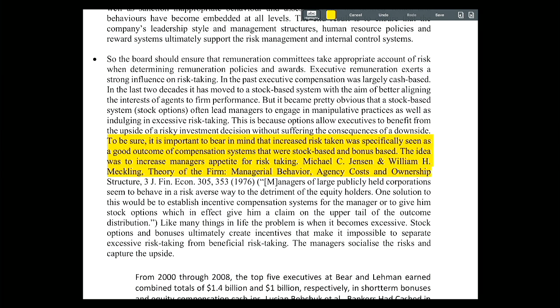Taking too little risk is not good. Then you're like a civil servant. You might as well be in the public sector. So the idea was that if we pay them in stocks, they will take more risks. But the problem, like many things in life, is too much. If you do too much of it, then it becomes a problem. So one solution was to establish incentive compensation systems for managers to give them stock options. And like many things in life, the problem is when it becomes excessive. Because when it becomes excessive, the managers basically socialize the risk and capture the upside. They socialize the consequences of risk to the shareholders and capture the upside. And that we have seen.